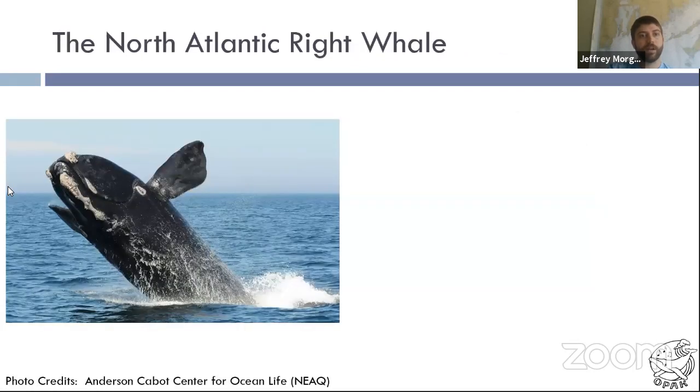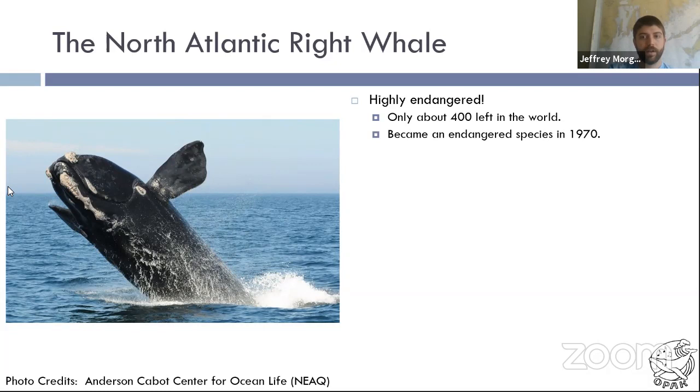The next whale I'm going to talk about is the North Atlantic right whale. This is a highly endangered whale. There are only about 400 of them left in the world. They're right here in the backyard of OPAC's headquarters in Plymouth, Massachusetts. They became an endangered species in 1970, even though they've been hunted long before that.